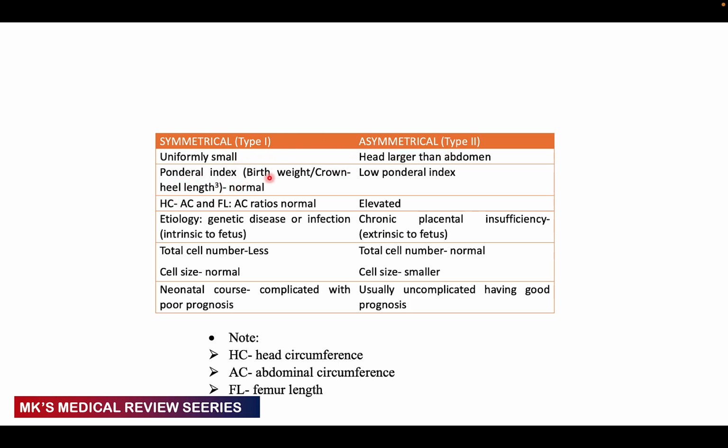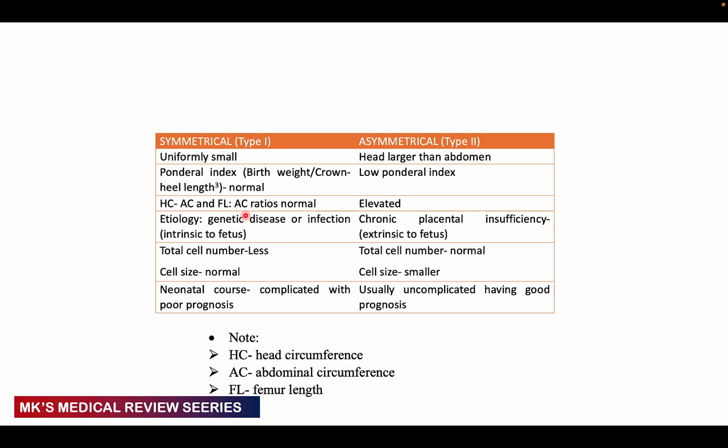So how do we find this? We take the birth weight of this neonate divided by the crown-heel length to the power of 3. Those that have the asymmetrical type have a low ponderal index. Then the head circumference, abdominal circumference, and femur length, as well as the head circumference to abdominal circumference ratio and the femur length to abdominal circumference ratio are normal in symmetrical, while they're elevated in asymmetrical, because remember, the head will be much larger than the abdomen.